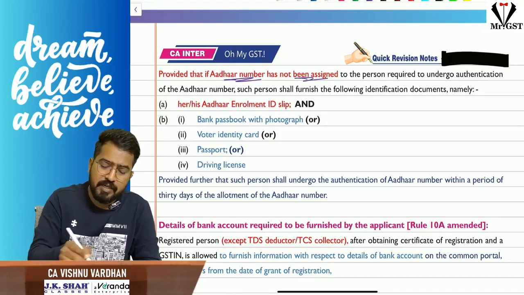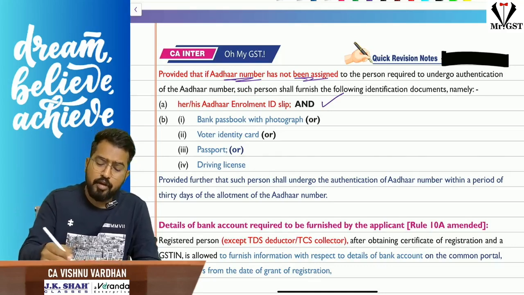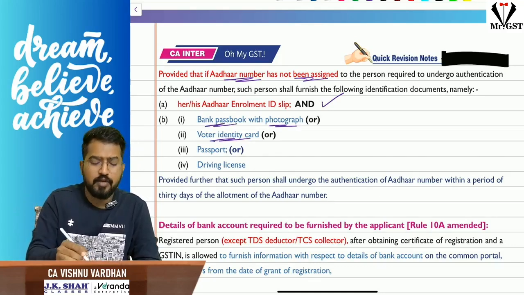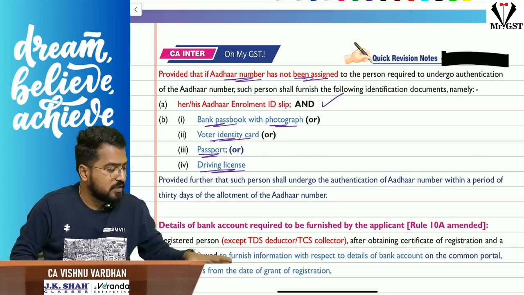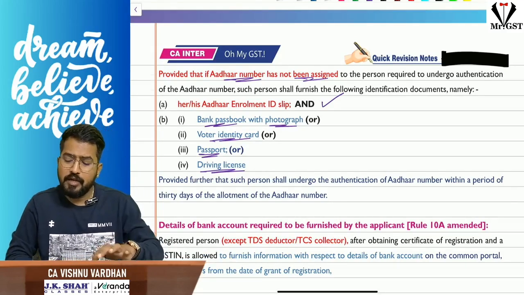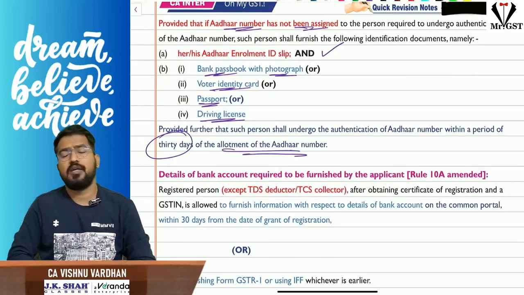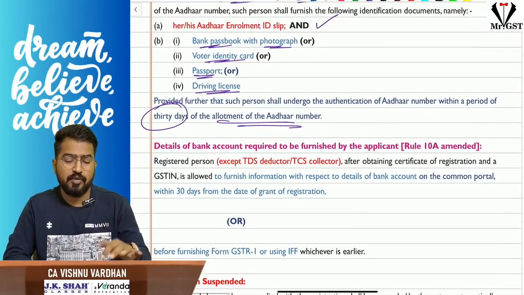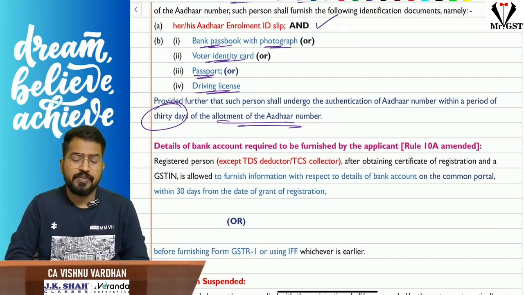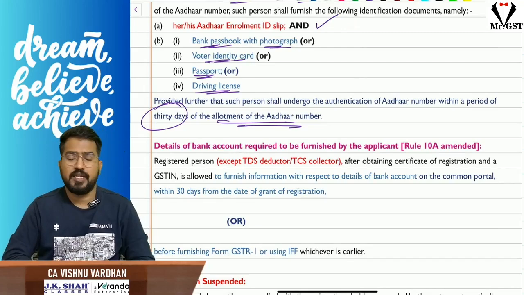Apply for Aadhaar number, and that enrollment ID you have to take, enrollment ID slip, and along with that the bank passbook with photograph or voter ID card or passport or driving license. These things you have to upload, and you should get the Aadhaar authentication done within 30 days from the date of Aadhaar allotment to you. Okay, so initially give these details, enrollment ID slip, all the stuff and the proof, and then later on Aadhaar number will be allotted now within 30 days. You please make sure you are doing Aadhaar authentication.